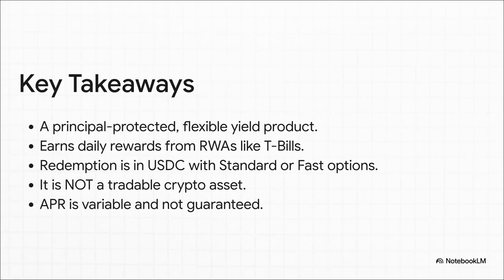Okay, so let's boil this all down. If you're going to remember anything from this tour, remember these 5 things. 1. RWUSD is a principal-protected, flexible product. 2. It earns you daily rewards from real-world assets, like T-bills. 3. You can cash out for USDC with either a slow and cheap option or a fast and pricier one. 4, and this is a big one, it is not a tradable crypto asset. And 5, the APR is variable and is not guaranteed.